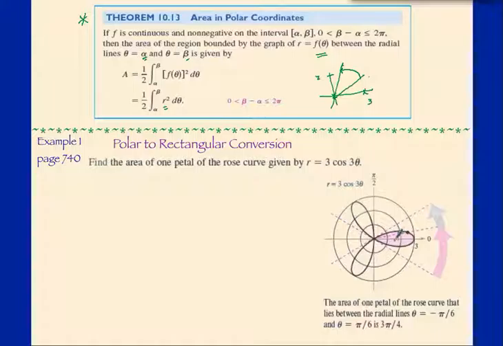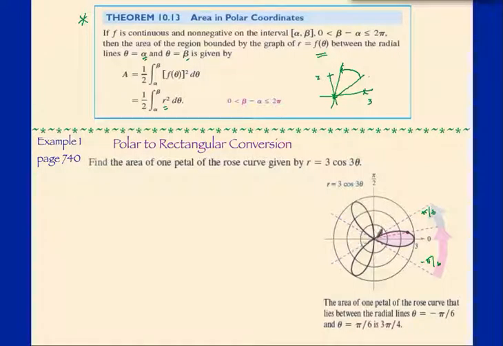We're going to recognize, and we've seen how these rose curves work, they're sketched out in this sort of pattern. And so one rose petal, as you can see, lies between the radial lines negative pi over 6 and pi over 6. We could also do these two radial lines, pi over 2 and, not sure what that line is, or this one, perhaps.